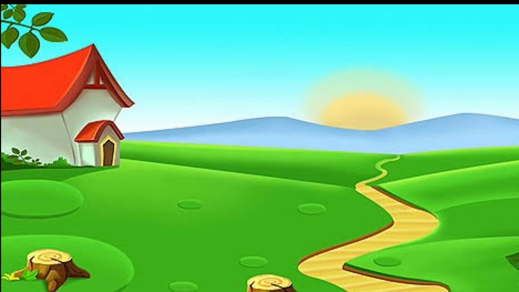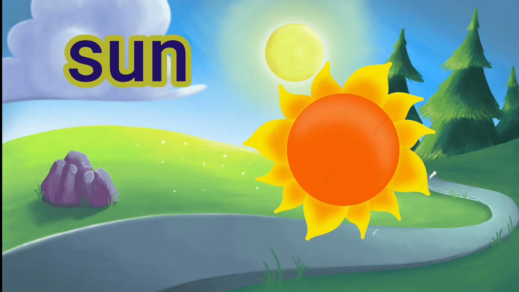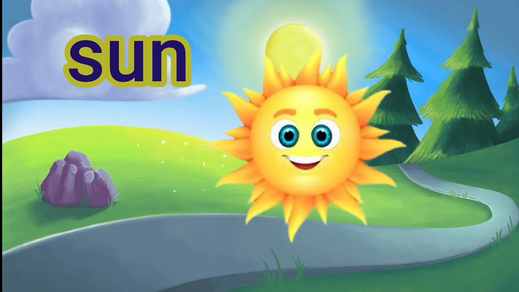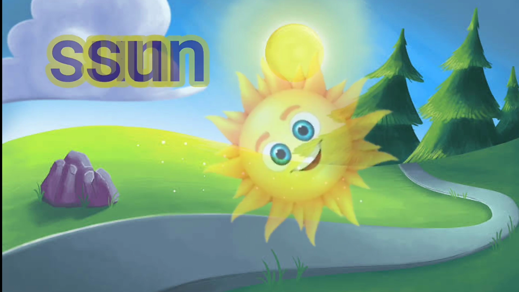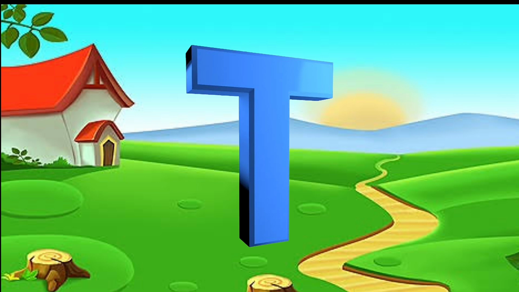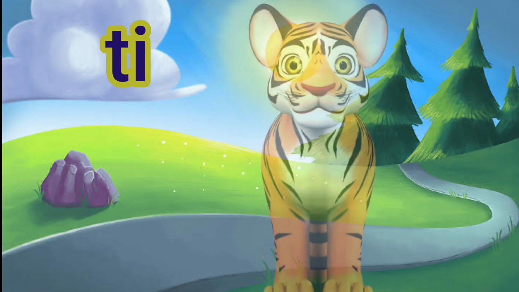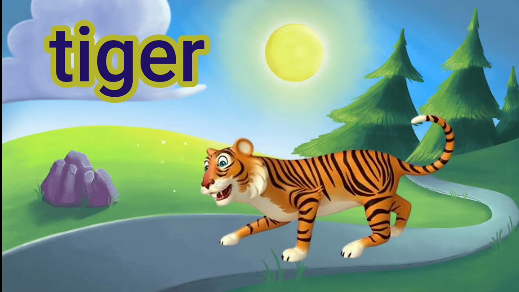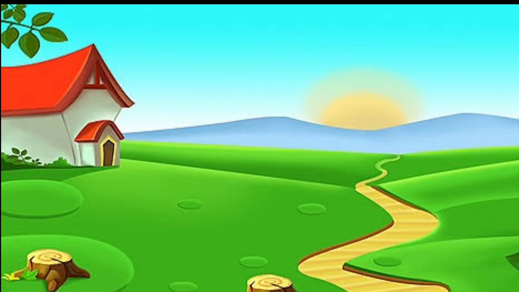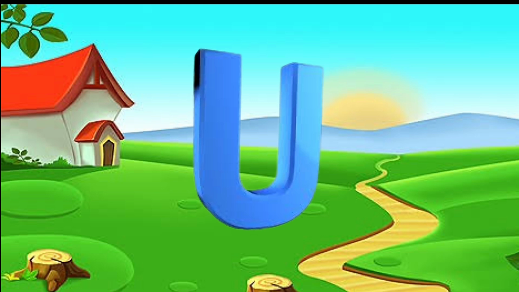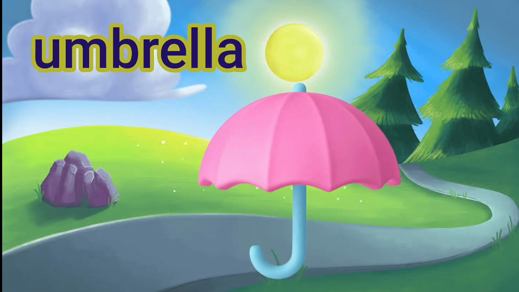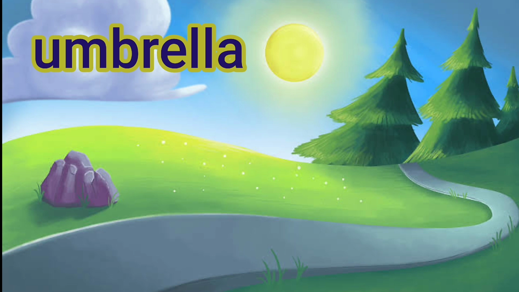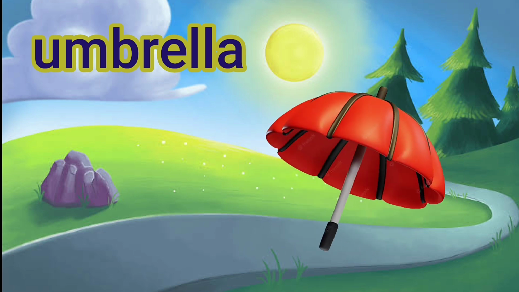S. S is for sun. T. T is for tiger. U. U is for umbrella.